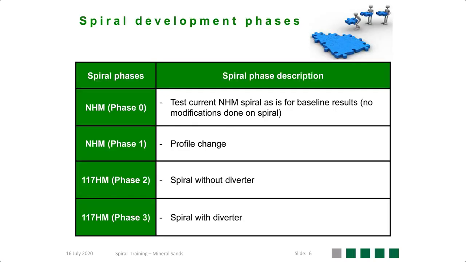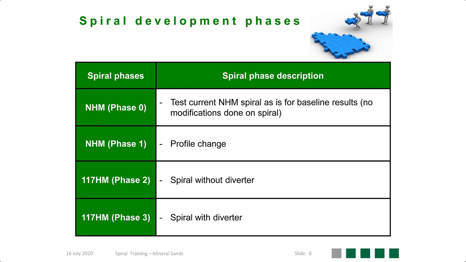So this brings us to our spiral development plan. In short, this is our development plan, ranging from phase 0 to phase 3. In phase 0, we've tested our existing heavy mineral spiral to obtain a baseline to compare the other phases with. In phase 1, we brought about a profile change, whereas in phase 2, we've utilized that profile change together with other changes to obtain this new 117HM spiral. So in phase 2, we've tested this new spiral without a diverter, or a repulper in other words, and then in phase 3, we've tested it with a diverter.